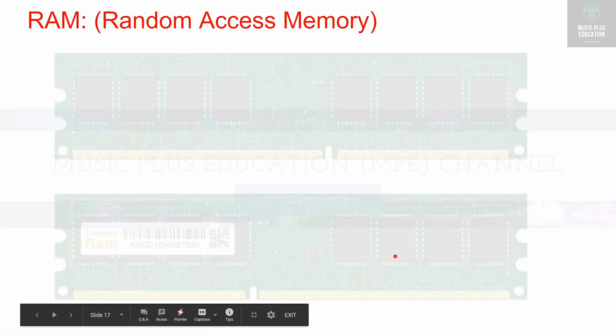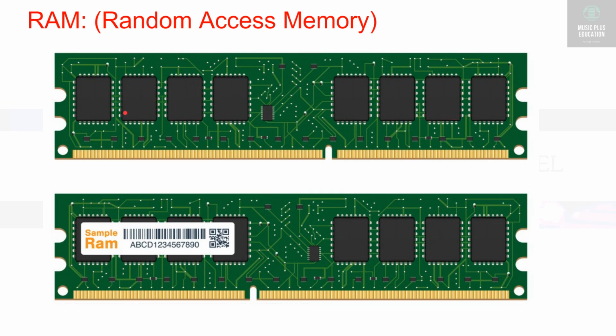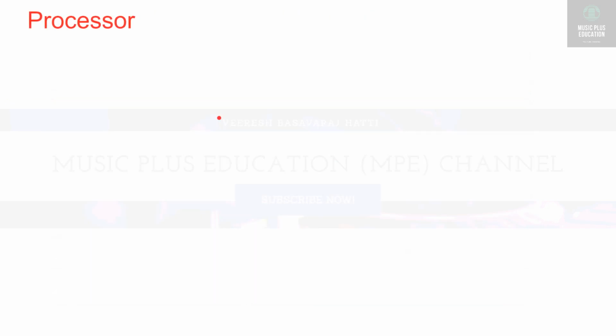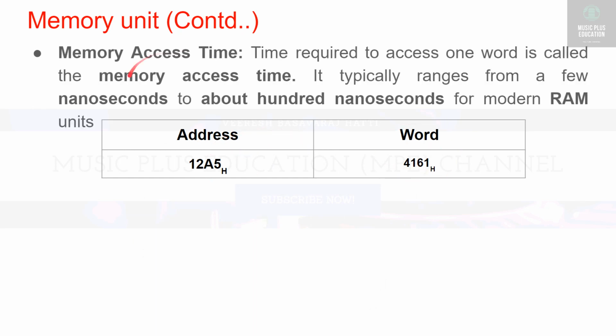Now this is the random access memory. These are semiconductor storage cells. Each and every IC has semiconductor storage cells. And this is the image of the processor, and the memory unit. Now you can see this is the address of the memory, and this is the word 4161H. This is one word, 16 bits. The time required to access one word is called memory access time.